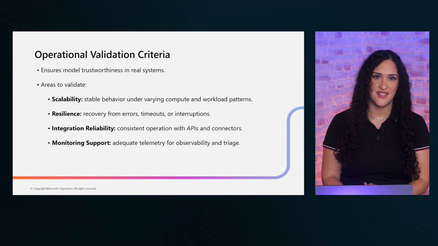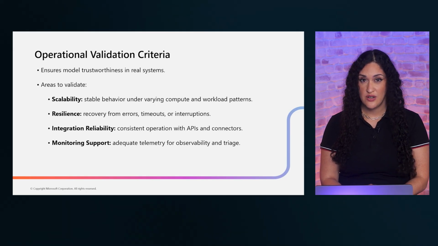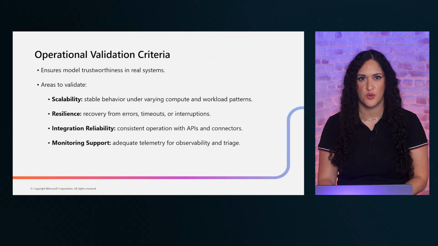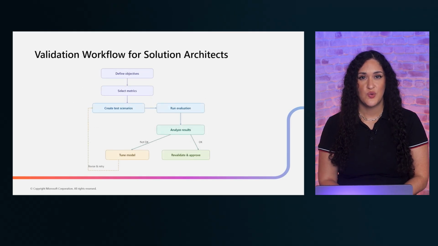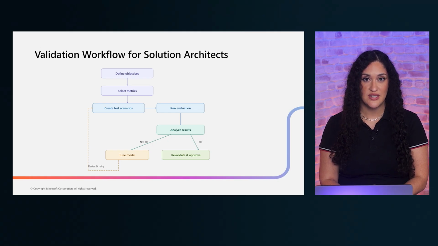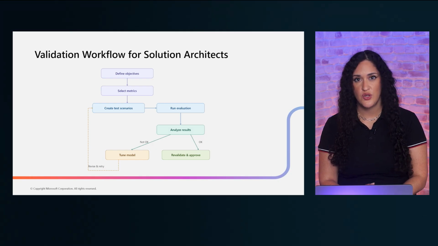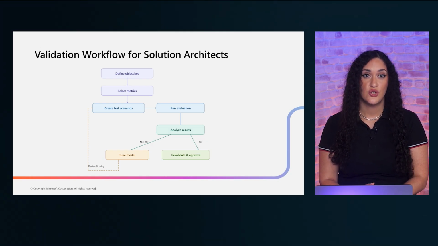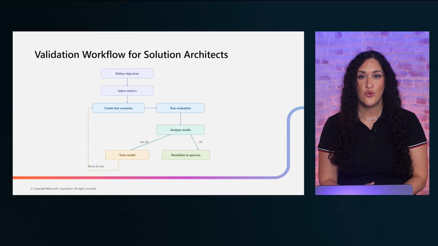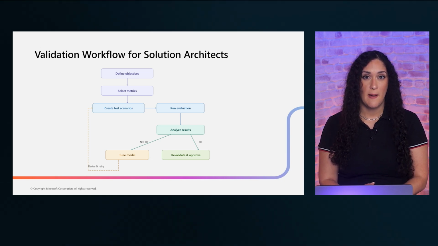Use this best practice. Test operational criteria in environments that mirror production as closely as possible. This workflow is your validation playbook. It starts with defining objectives, then setting metrics, creating test scenarios, running evaluation, analyzing results, tuning the model, and finally revalidating and approving. 4 recommended practices make this workflow effective.